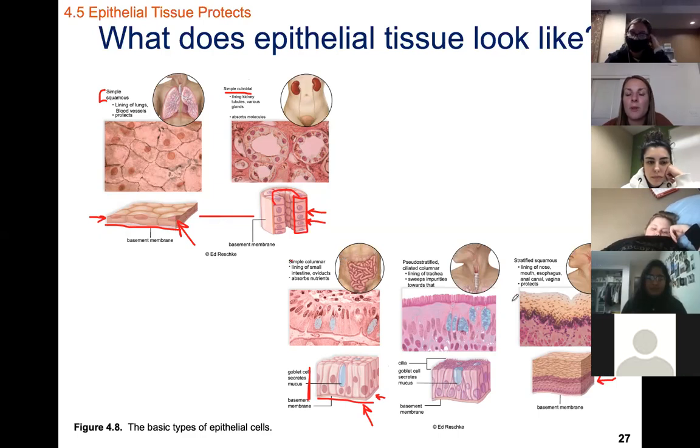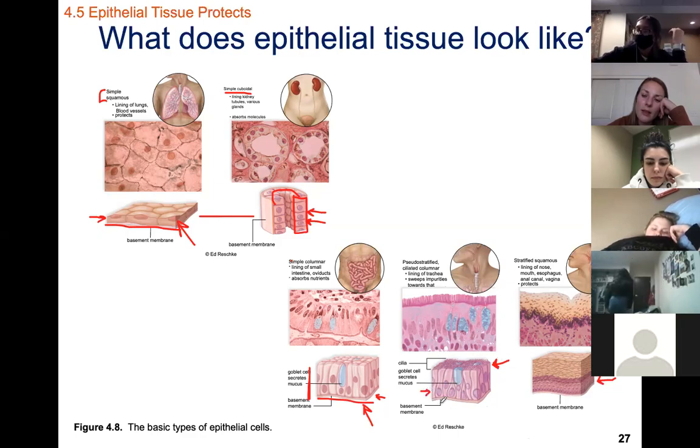The next one is called pseudostratified ciliated columnar, which is really cool to say if you want to try that sometime. Pseudostratified ciliated columnar. This is the lining of the trachea, which is in your throat. It helps sweep impurities towards that. It has cilia, which is why it's called ciliated. Remember, cilia are those hair-like structures on the top. Pseudostratified, meaning it looks like it could be two layers, but it's actually one. And then columnar because of how up and down they are.